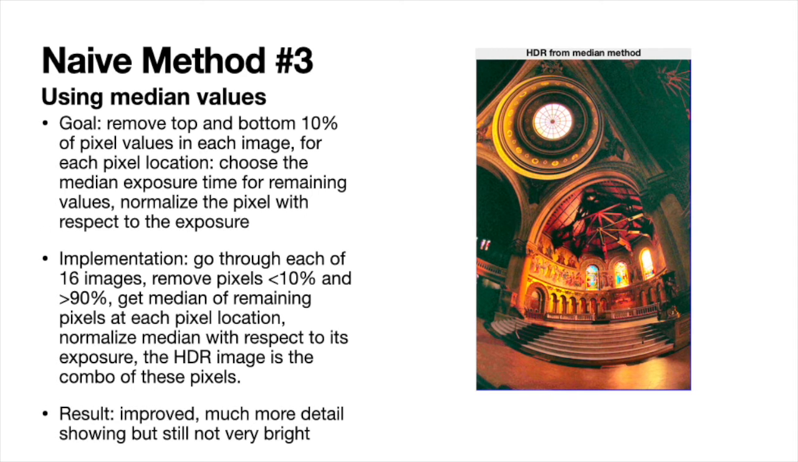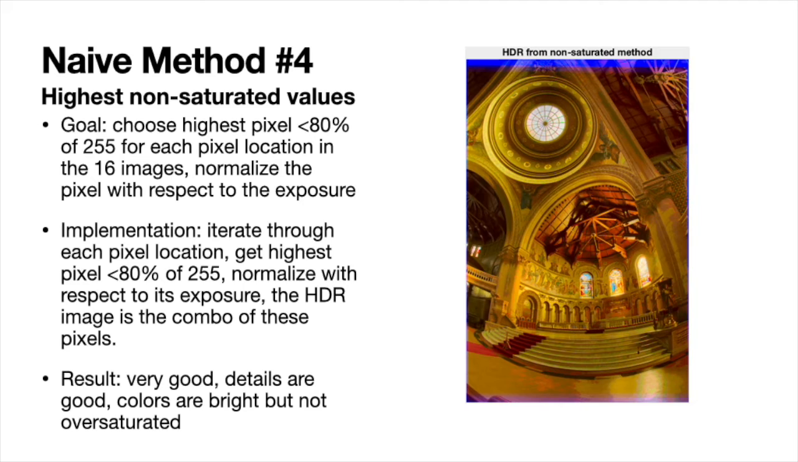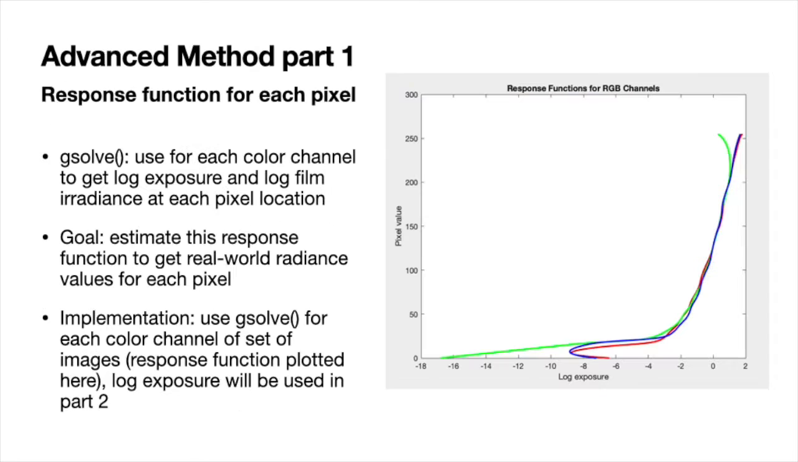For the fourth naive method, I used the highest non-saturated values, so I chose the highest pixel less than 80% of 255 for each pixel location across the 16 images, and then normalized that pixel with respect to the exposure in that image. And the results are much better here. The colors are bright, but they are not oversaturated, and the detail looks good.